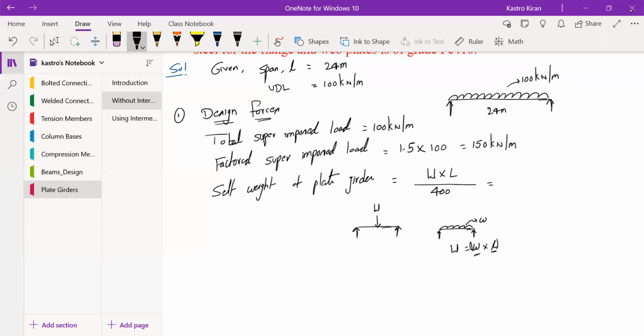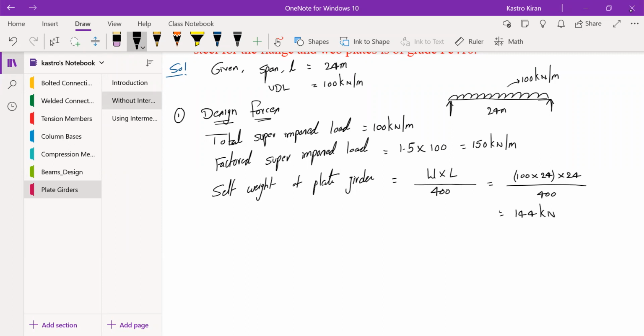Here in this problem, throughout the total 24 meters of span, the load is acting. Therefore, I'm going to take the capital W value as 100 into 24. This is the total capital W value into length. What is the length of the girder? It is 24 meters, upon 400. If you solve this, you will get the self weight of the plate girder, approximately 144 kilonewtons.